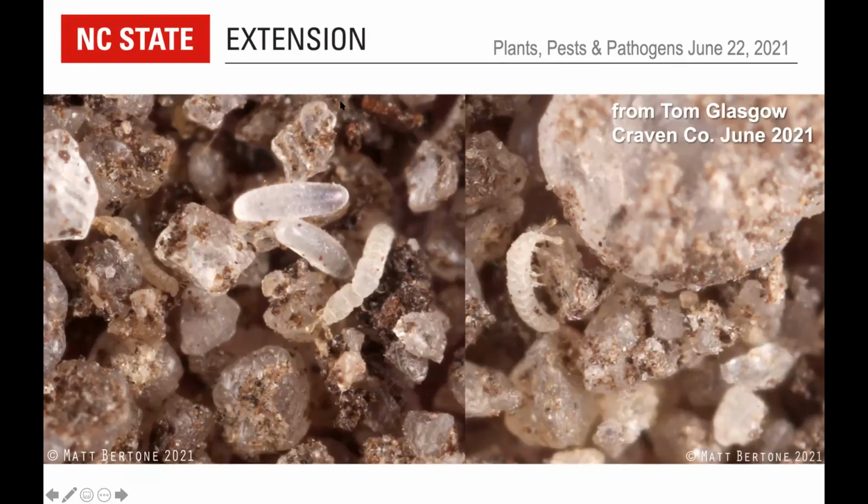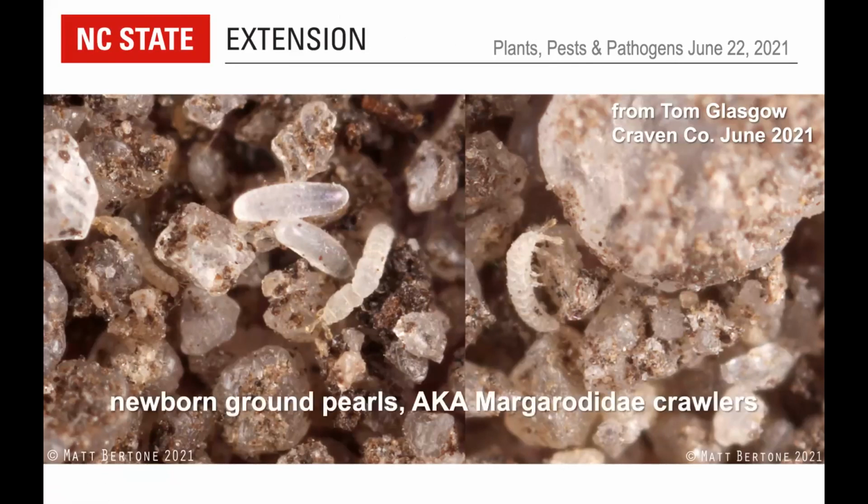He sent me some photos, and I didn't recognize them at first. I was like, I'm not sure what those are. Could be springtails, could be something else. But these are, in fact, newborn ground pearls. So these are Margarodidae crawlers, the crawler stage, the first instars of the ground pearls, which are a type of scale insect. These little crawlers are the ones that go and latch onto roots, and they crawl into the root, pierce the root and start feeding, and then they become the form that we're more used to when dealing with this pest of warm season grasses.